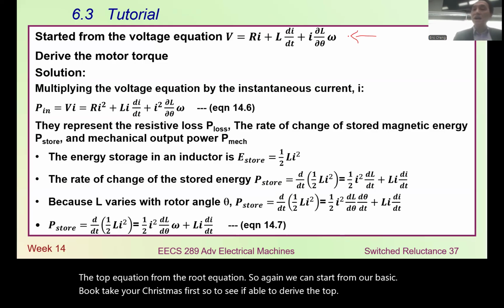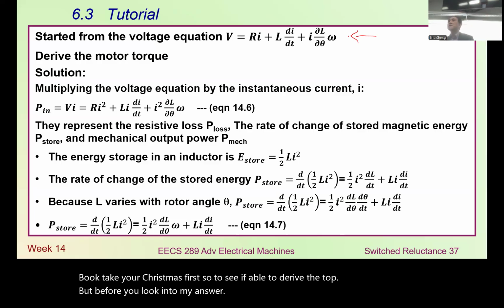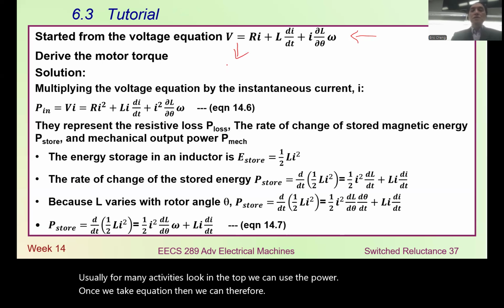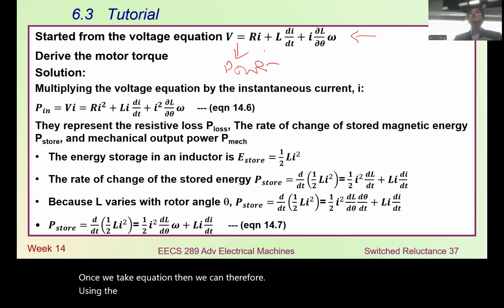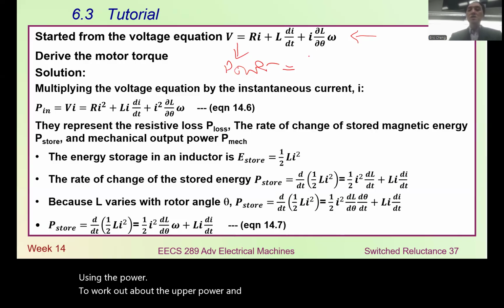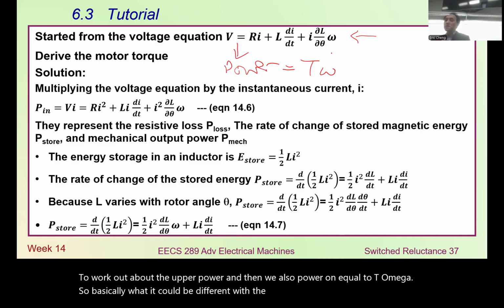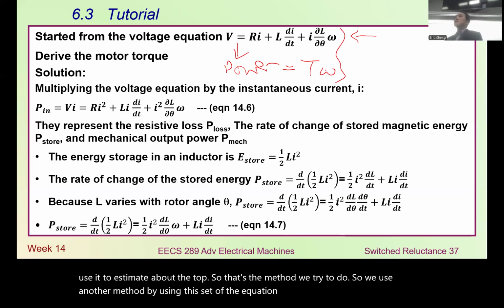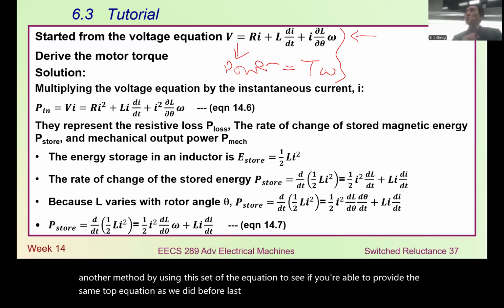But before you look into my answer, usually for looking at the torque, we can use the power. Once we have the voltage equation, we can use the power to work out the output power. And we also know the power is equal to T omega. So basically, if we are given the voltage equation, we can use it to estimate the torque. That's the method we try to do. So we use another method, using this set of equations, to see if we're able to provide the same torque equation as we did last week from the co-energy.